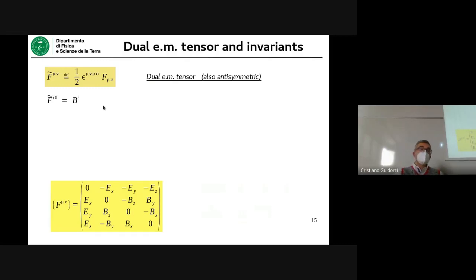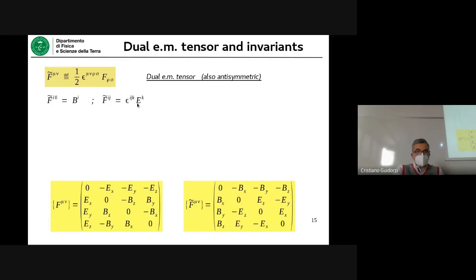How to see that? It follows from the definition. Essentially, you see that the mixed components are now taken by the magnetic components, instead of the electric field as in the electromagnetic tensor. Instead, the spatial ones are now connected with the electric field. So there's a swap between the two fields, essentially. And this is what it looks like.